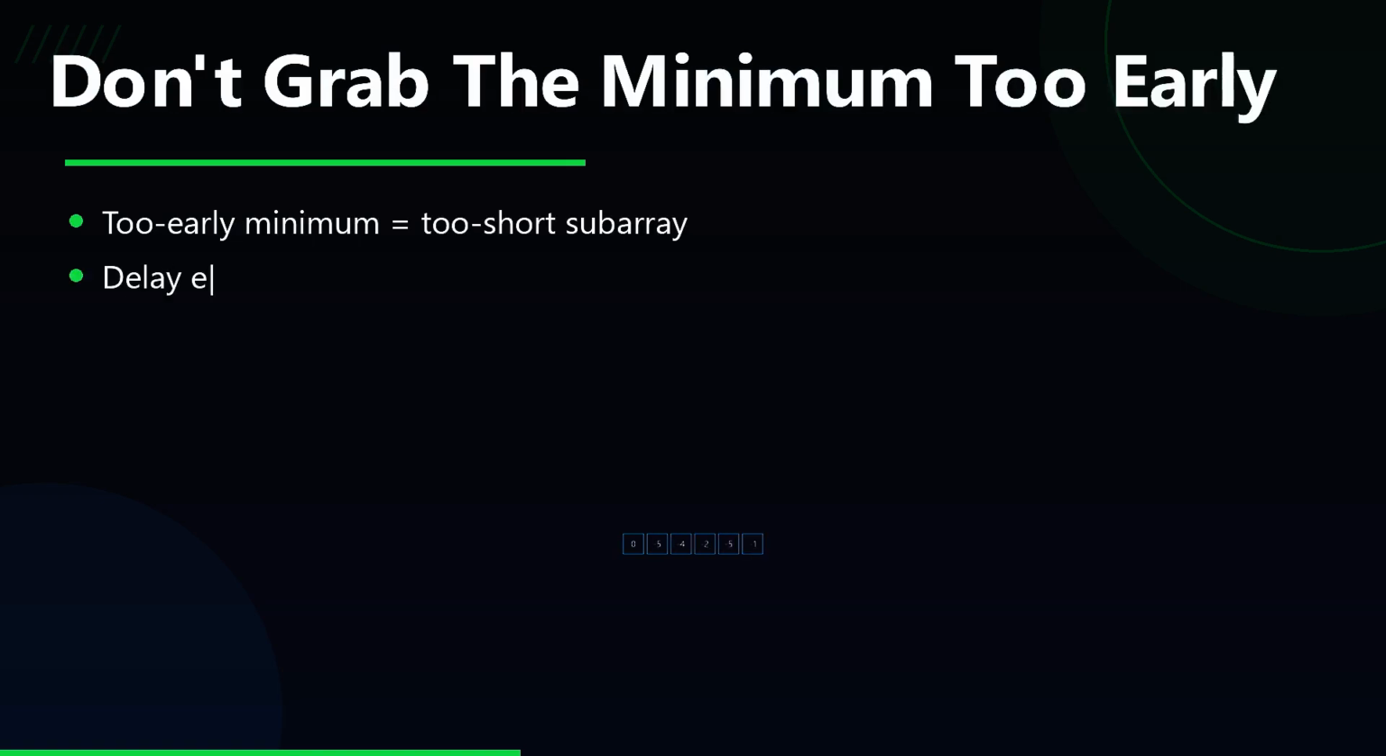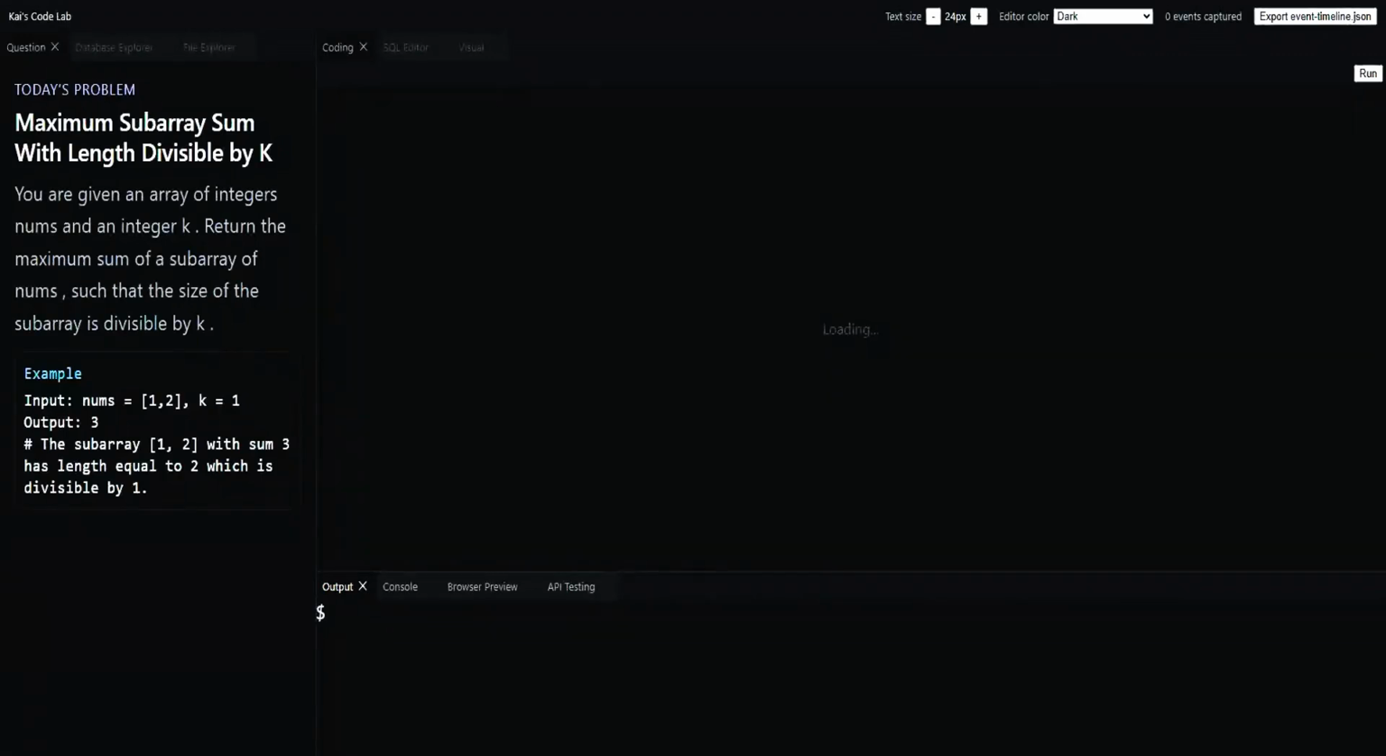It's easy to bucket prefix sums by their value mod k because that's the trick from Subarray Sums Divisible by k, a different problem where the sum itself has to be divisible. Here the length has to be divisible, so what matters is the index, not the value. That's why we bucket by index mod k instead, and only let a bucket's minimum become eligible once we've moved k steps past it.